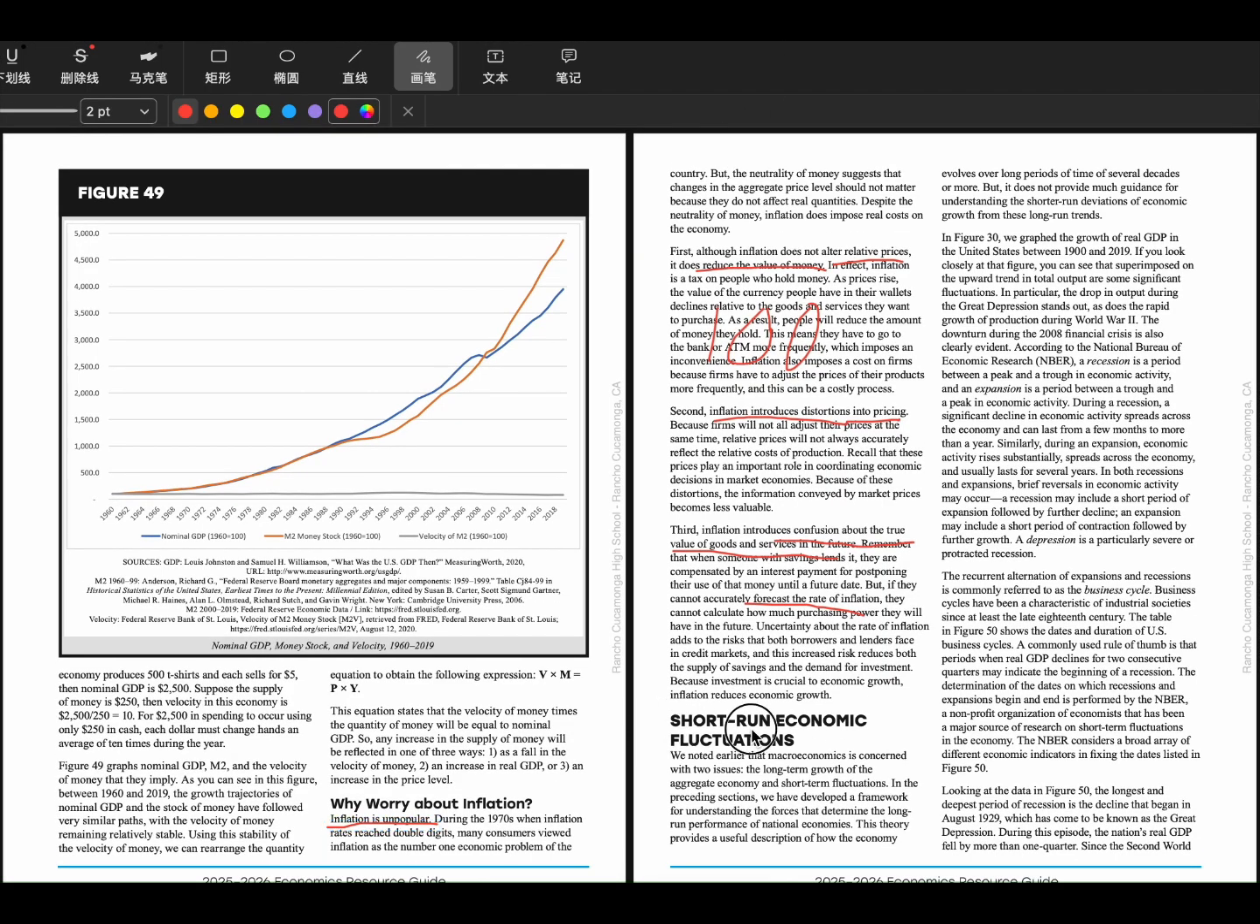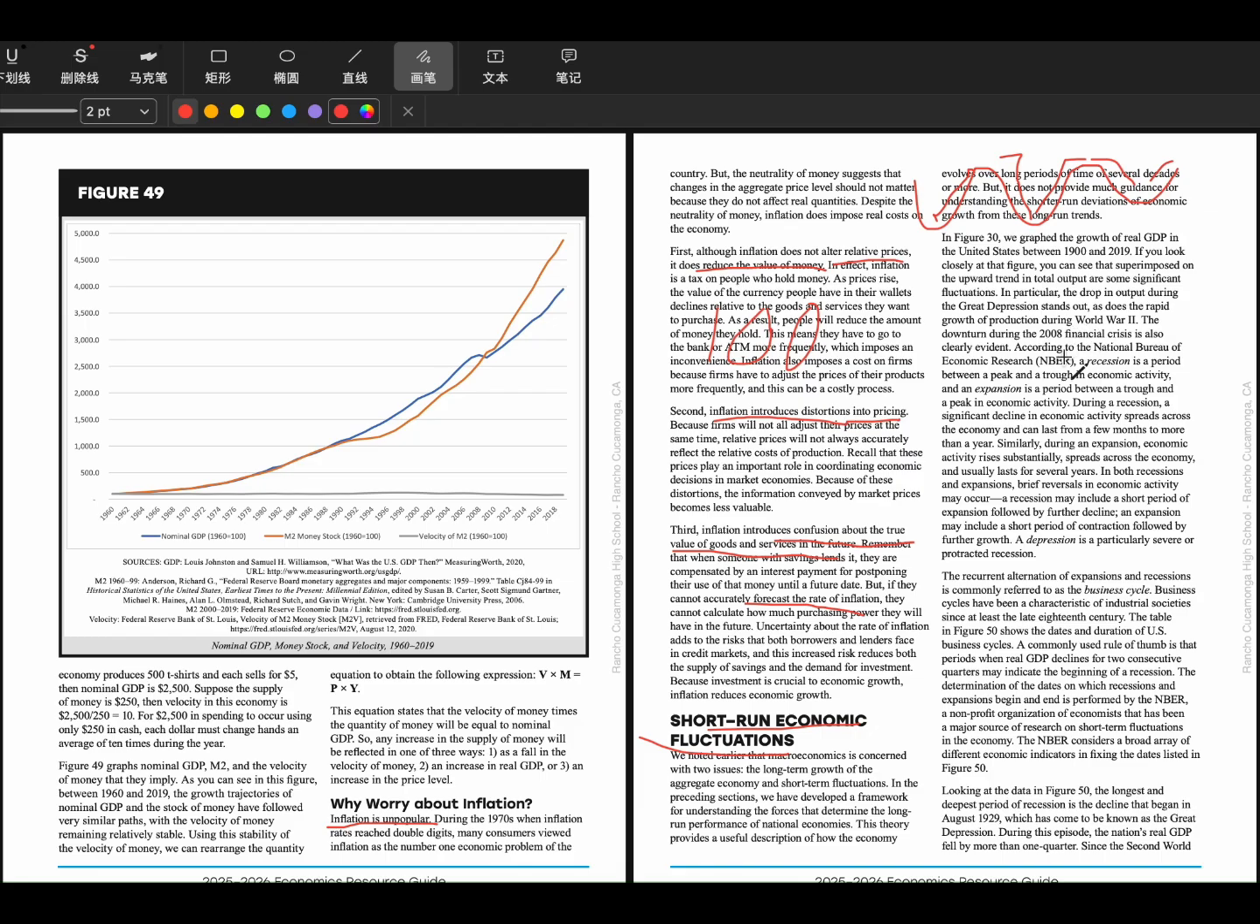So let's talk about the short-run economic fluctuations. What are the short-run economic fluctuations? We actually talked about this before. It's expansions and recessions, which you see over here. It shows the business cycle, but on the aggregate level. Expansion, recession. Expansion, recession. And then expansion again. That's basically the short-run fluctuations.